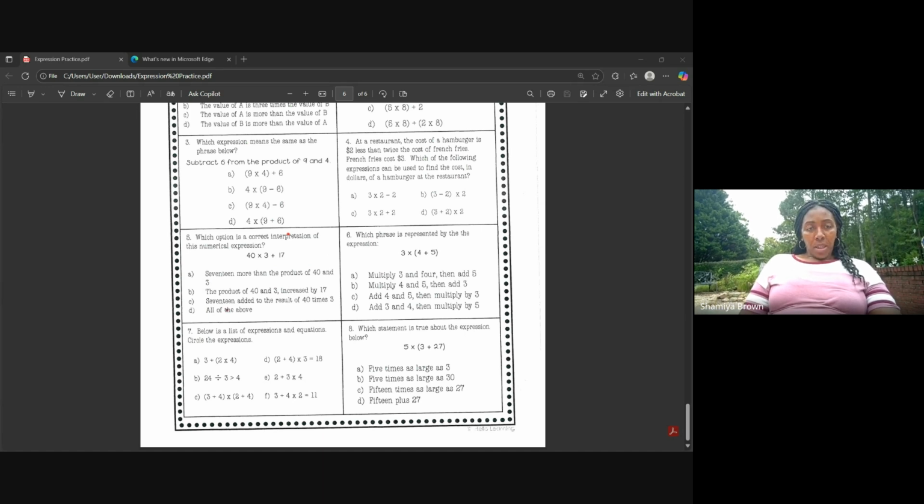So let me look at C. So C has to be correct too. Let's read it though. 17 added to the result of 40 times 3. Well, guess what? The 17 added to the result of 40 times 3, I would do 40 times 3 first, then I would add 17. So all of these statements are true. So that means D is my answer.